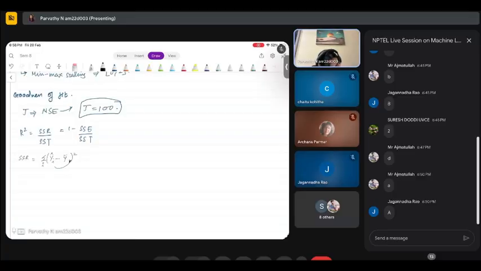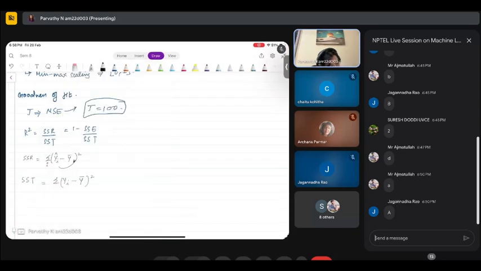And SST is the sum of squares total. This is given by the sum of yi minus y bar, the whole square. So this will tell how spread out the actual labels are from the average, or from the mean. And then SSE is the sum of squares error, and this is given by yi minus yi hat, whole square.